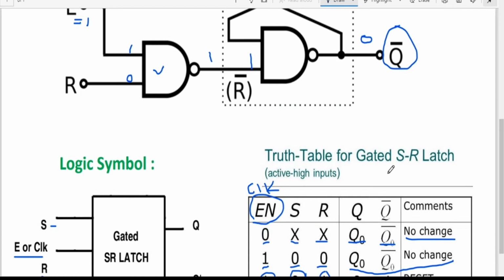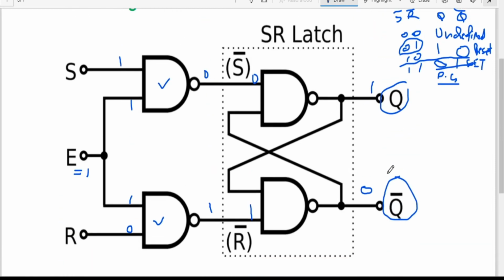Okay, so fine, this is another case. Now what I do is I make both S as 1 and R as 1.